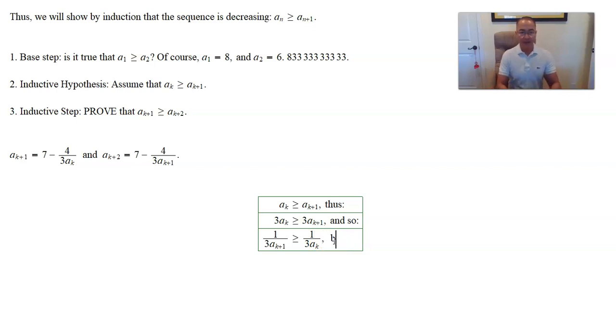All right, however, we are now going to multiply both sides by negative 4. So again, let's do it in a slightly different way from the one we did earlier. When you multiply by negative 4, you have to flip the inequality. So 1 over 3a sub k goes to the left. Minus 4 over 3a sub k is going to be on the left, and minus 4 over 3a sub k plus 1 is going to be on the right.